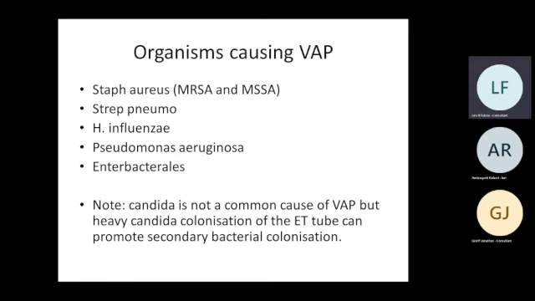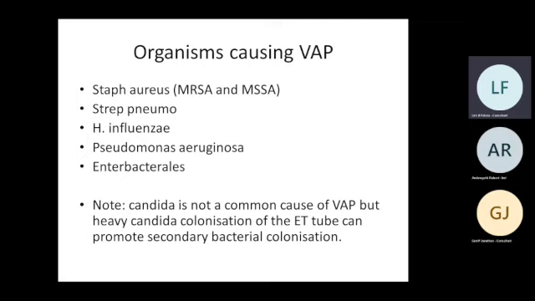So organisms that cause VAP. You get your usual Staph aureus. That can be MRSA or MSSA. We also have Strep pneumoniae, which is a common cause of respiratory tract infections, and that is the same whether they are ventilated or not. So Strep pneumo is still a major culprit.